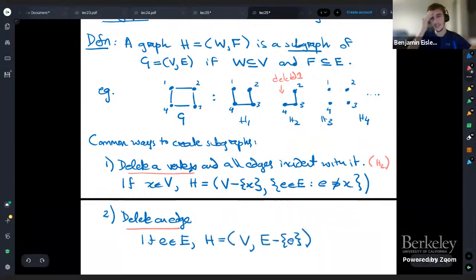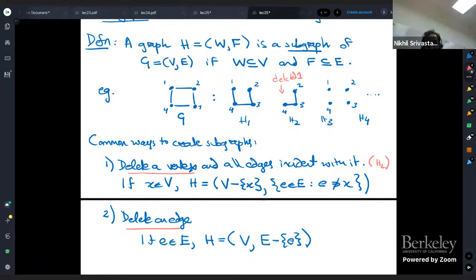H1, and then repeating that operation, you eventually get to H4. Sorry, there are only 3 graphs. I don't know why I wrote H4. So there are only 3 graphs here.